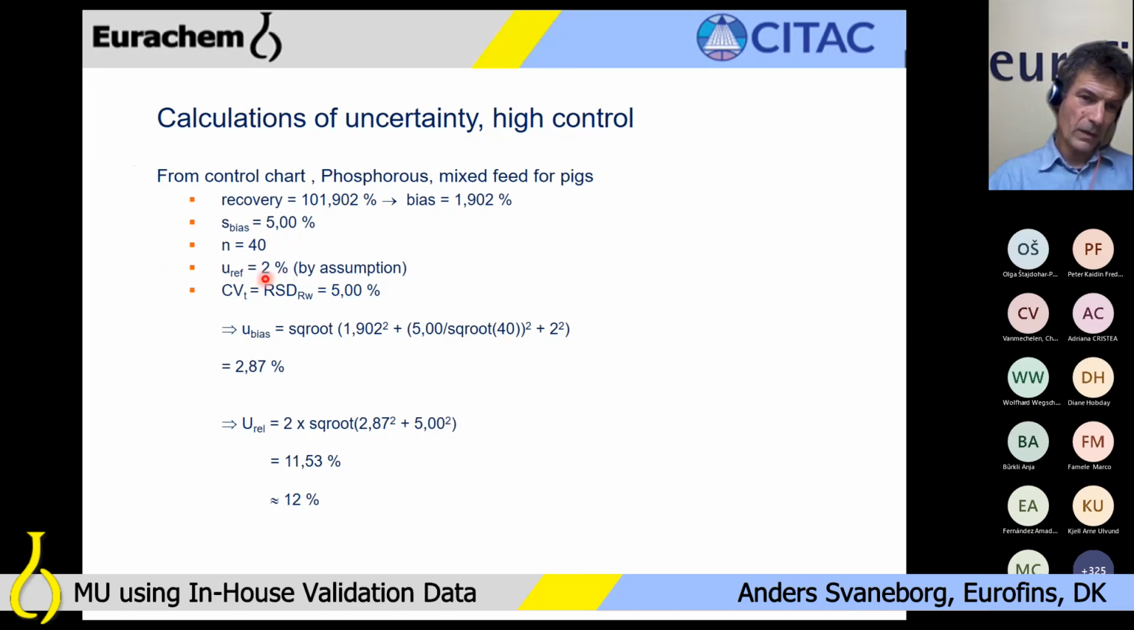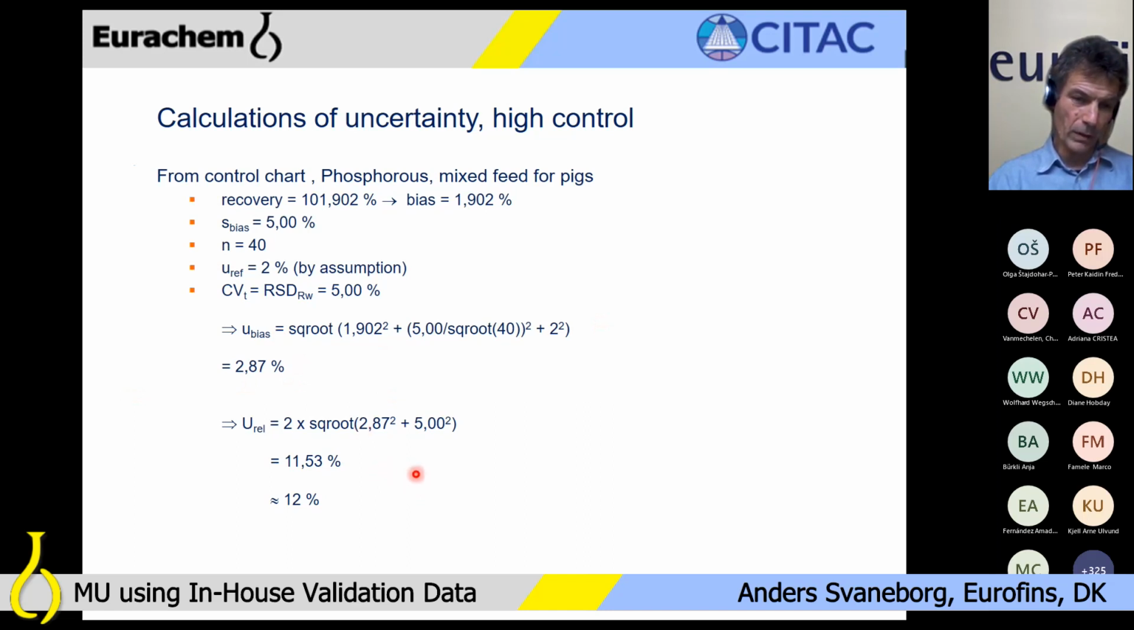We have to include a contribution from the uncertainty of the reference material, which is often set at 2% by assumption, unless we have a better estimate. We sometimes have that, but unless we have that, we use 2%. The RSD percent is 5%. And we calculate the U bias. The formulas again are taken from the North Test TR 537. So I put in the numbers here, and we get 2.87% for the U bias component.